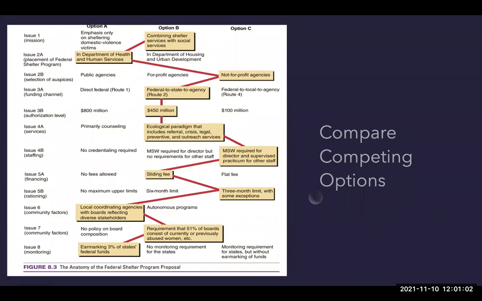So again, this is a figure from chapter 8 that helps us conceptualize the different competing options of different policy issues. So the policy advocate maps a proposal by drawing lines between alternative options in a diagram that displays the issues and the competing options. So this diagram illustrates the choices made by the policy practitioner who has constructed the federal shelter program. And the shaded items are the different options chosen by the policy advocate.